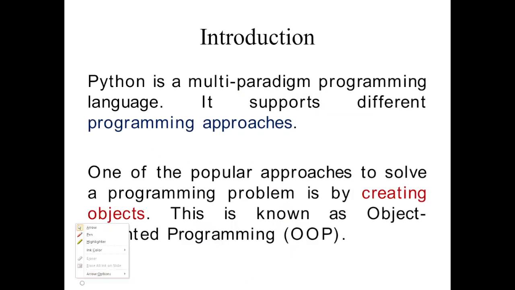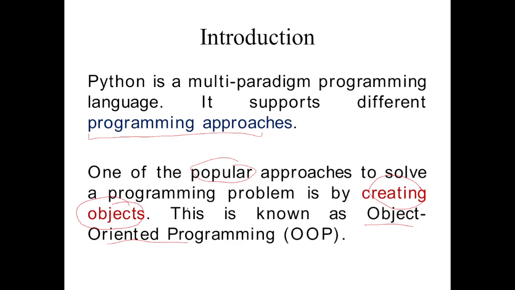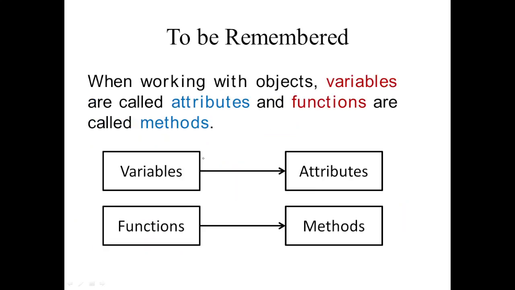As we know, Python is a multi-paradigm programming language because it supports different programming approaches. So there are different approaches to solve the same problem or to execute the same program. However, one of the popular approaches is to solve the programming problem by creating many objects. That type of approach is known as object oriented programming. In this way, we will create objects.